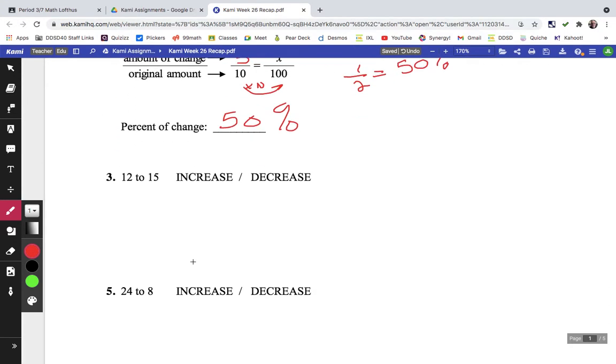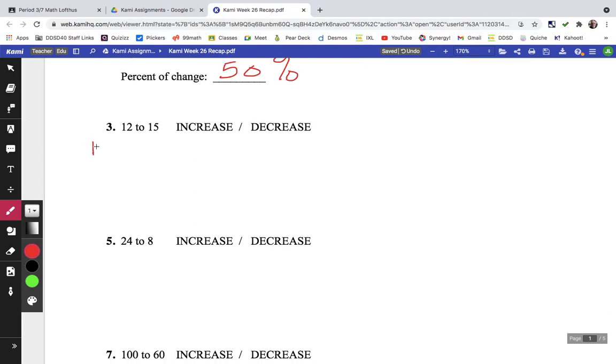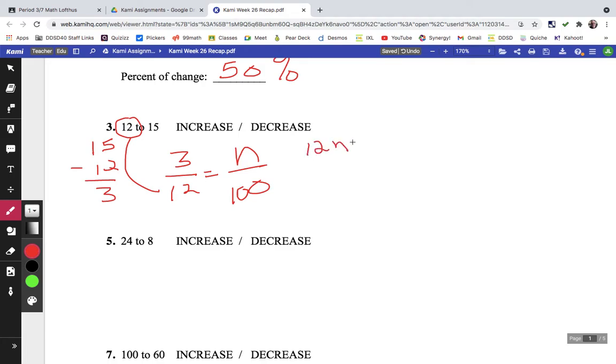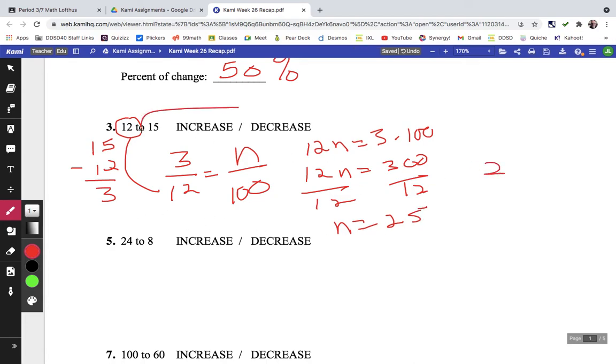Okay, the next one, going from 12 to 15, we have to first find the difference. 15 minus 12 is 3. That is very important that you take that 3 and that becomes your focus. What is 3 compared to the original, which is 12? And then we want to put that compared to 100 because we want a percent. So I could do 12n equals 3 times 100, and then 12n is equal to 300, and divide by 12, and n is equal to 25, 300 divided by 12, so that is a 25% increase.